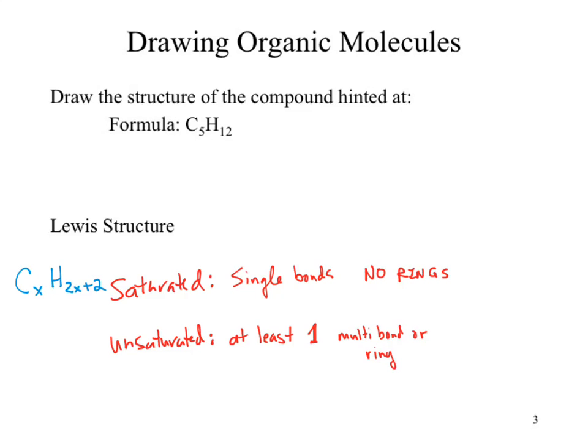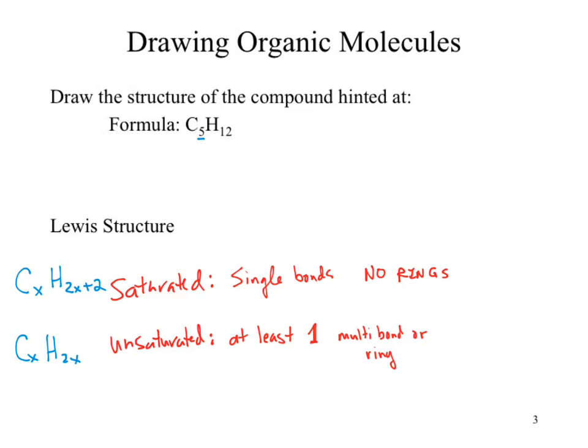So if we take a look at our formula that was given, what was x? 5. Okay. If we plug this now into our saturated formula, what is 2 times 5? 10 plus 2? 12. So it is a fully saturated compound. This means in the drawing, you cannot have a multiple bond and you cannot have a ring. Okay, so that can be helpful. Your unsaturated formulas can vary off of that. So it's not as fun to look at those, but we could try and draw something up.